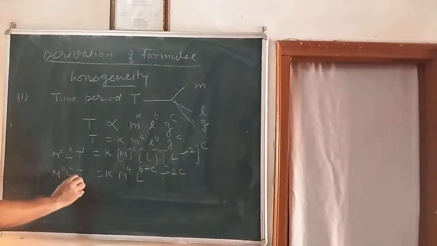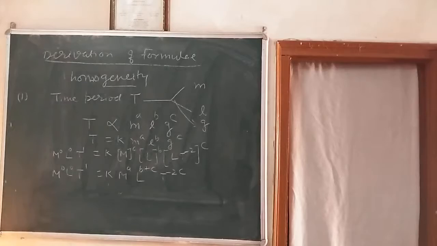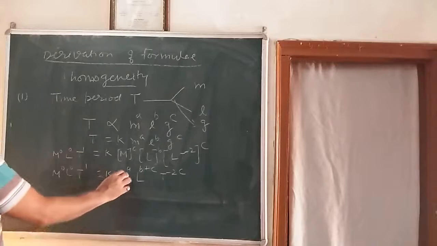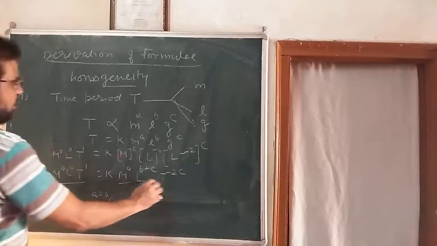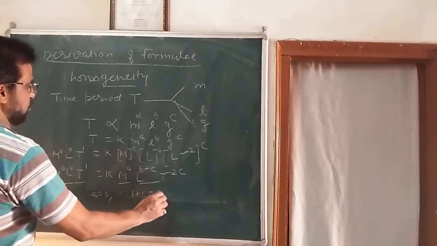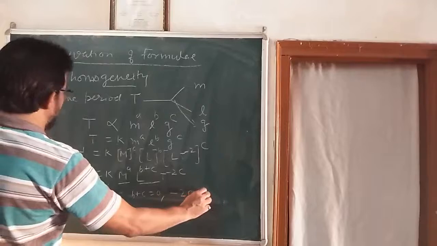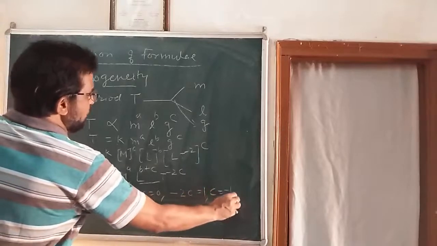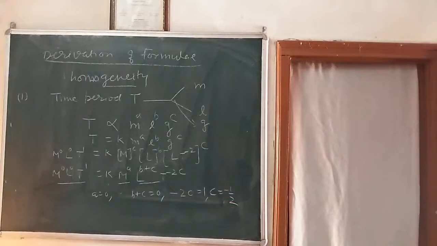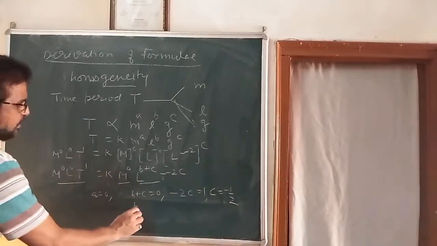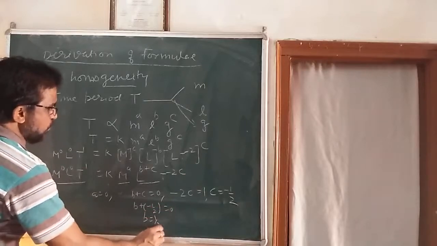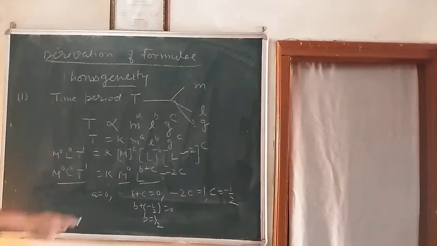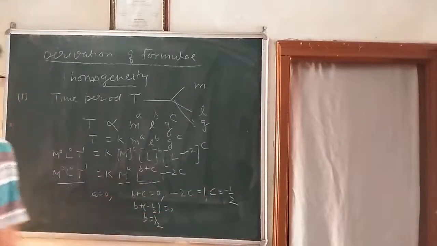Now, using the principle of homogeneity, compare the powers on both sides of mass, length and time. Here you can say compare the power of mass. Here A is equal to 0. Here B plus C is equal to also 0. Here minus 2C is equal to 1. So C comes out to be minus 1 by 2. Put this value here, so you can get B plus minus 1 by 2 is equal to 0. So B comes out to 1 by 2. So A is 0, B is 1 by 2 and C is minus 1 by 2.